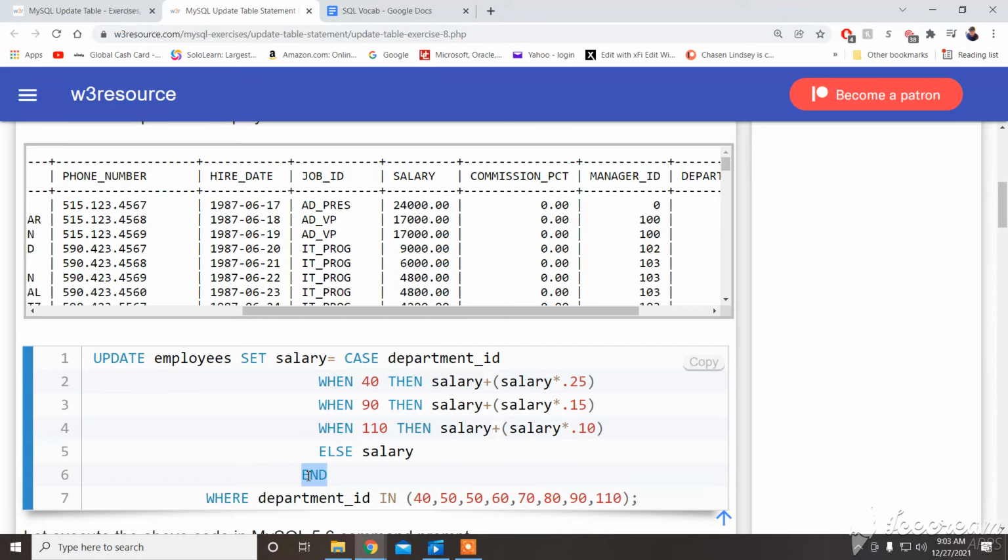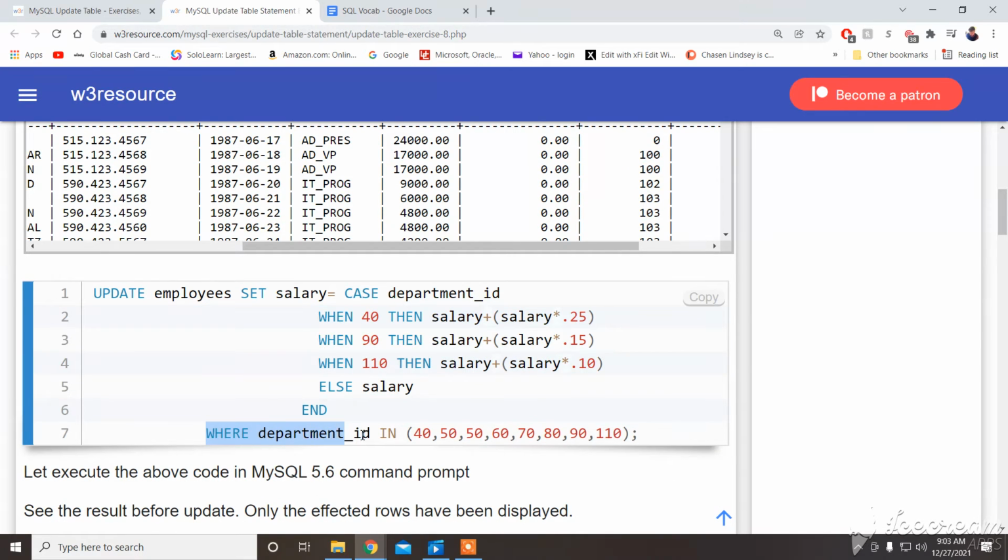And end the case statement. So all this is the case statement, case, and this ends the case statement. So this is its own little calculation bubble.